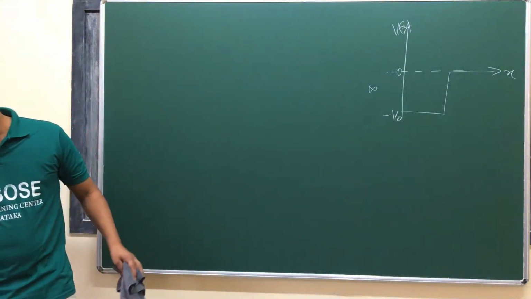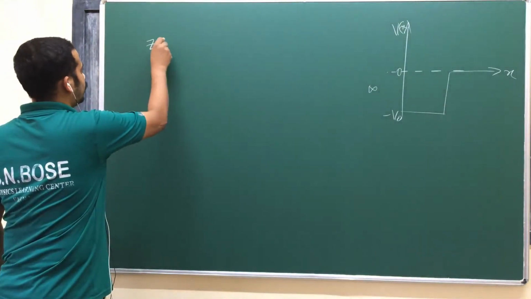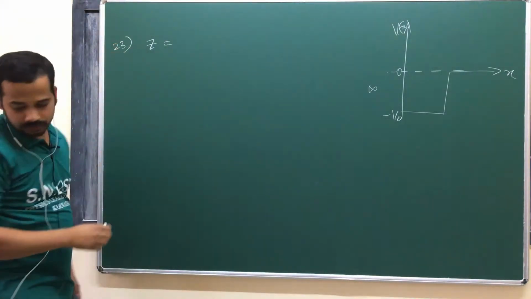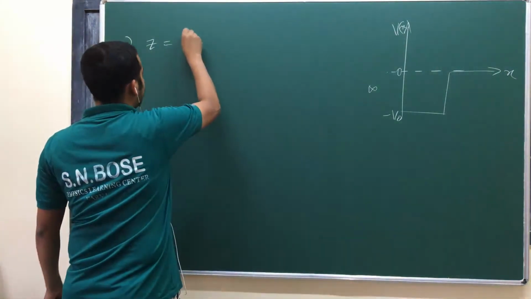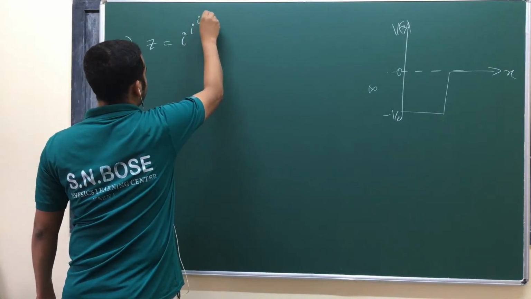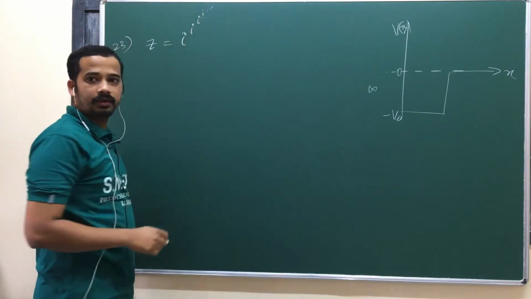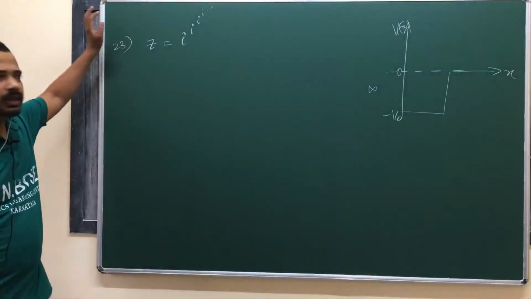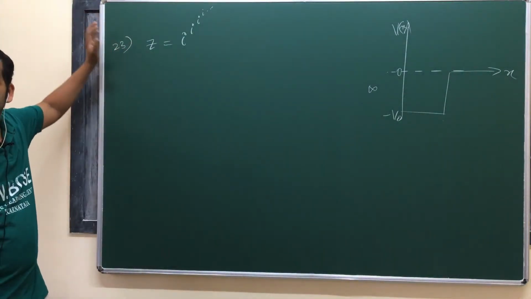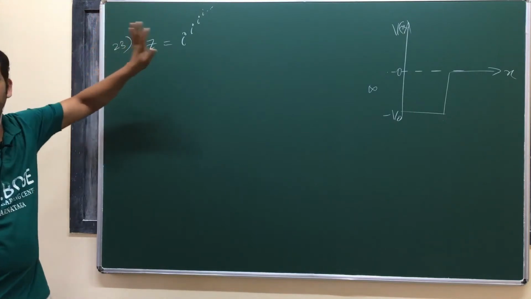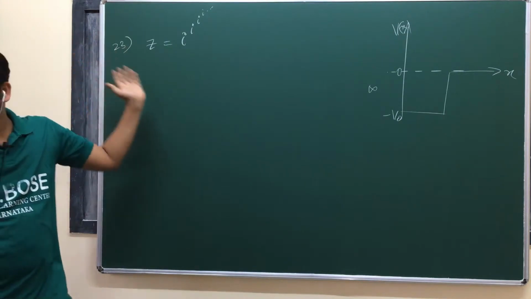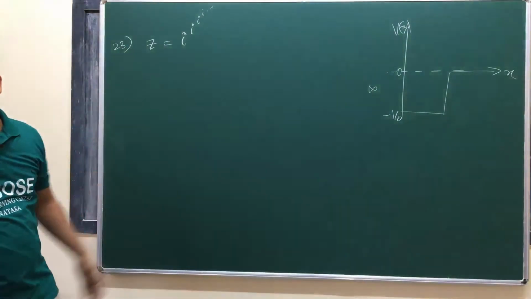Suppose this one, very simple question. Z is equal to i power i power i power i power i power i and so on. This is the 23rd question on our web page. It will continue infinitely. This is actually a JEE kind of question. Only one or two questions are like that. Don't feel that because of one question, the whole paper is class 12 level.